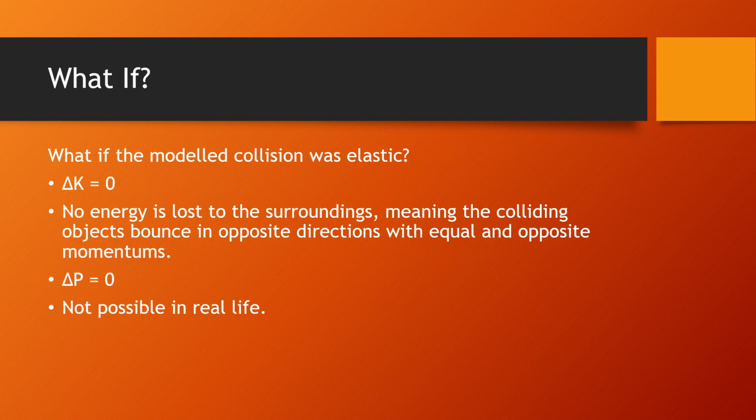What if the modeled collision was elastic rather than inelastic? In that case, the change in kinetic energy would be zero, so the colliding objects would conserve their individual momentums in the collision and simply bounce off each other. However, inelastic or not, the total momentum of the system in a collision is still conserved. Lastly, an elastic collision is impossible to achieve physically. It can only be done in theory or computationally.